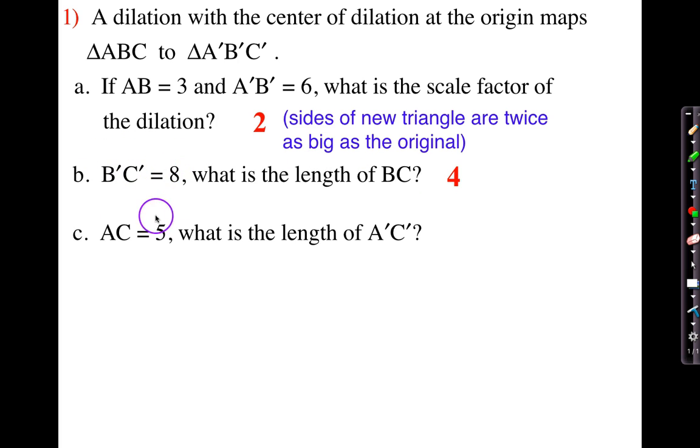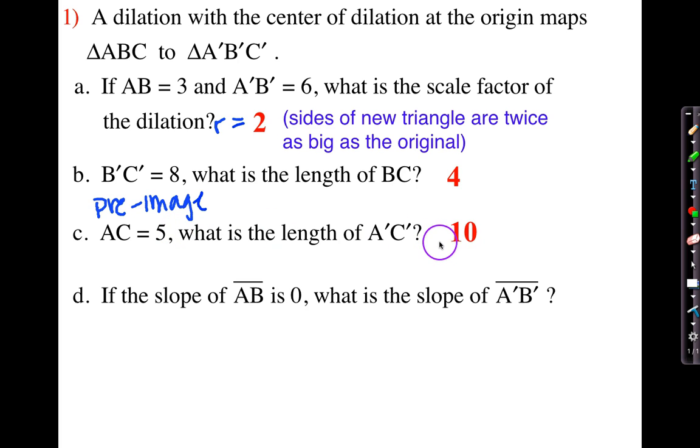Okay, so now, length AC equals 5. Just a quick reminder, this is my pre-image. This is the length of the pre-image. What is the length of A prime C prime? Since this is after the dilation, I do expect this length to be larger. How many times larger? 2 times, because that is my scale factor. So I expect the length of A prime C prime to be doubled. 5 doubled is going to give me 10.